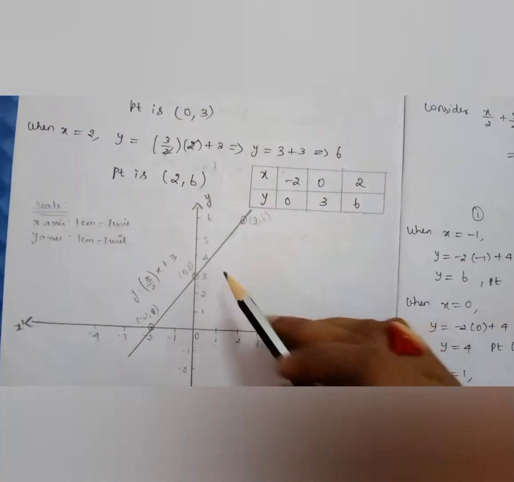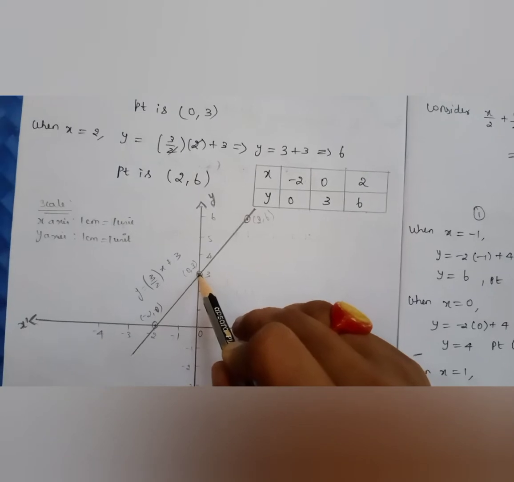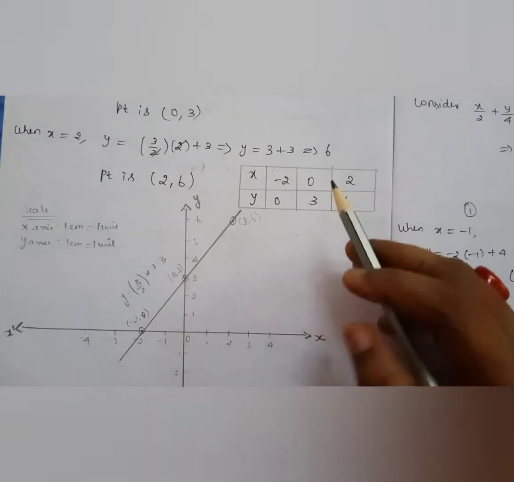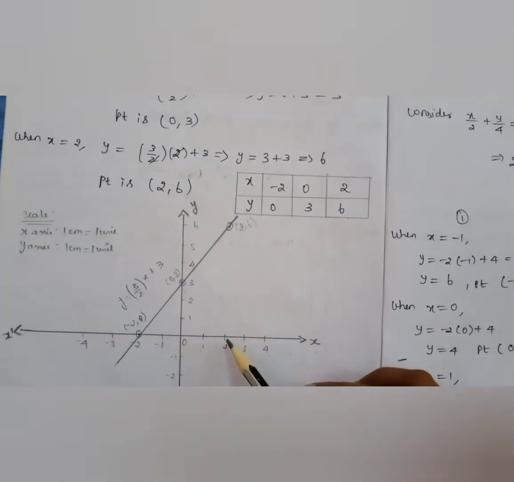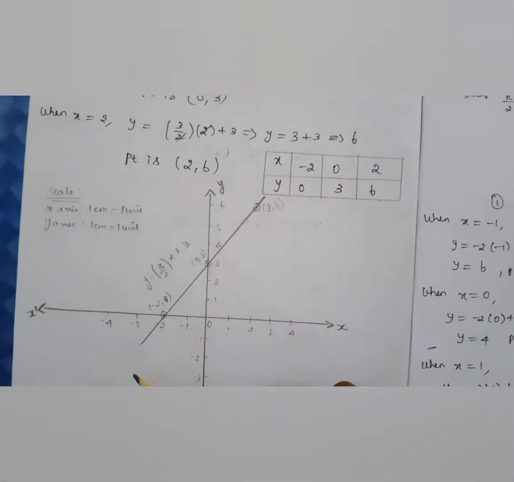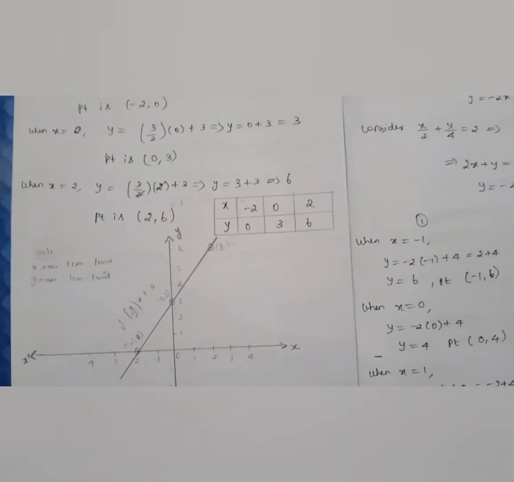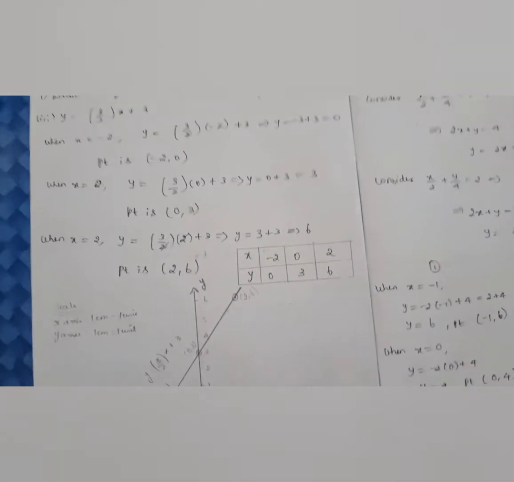Then I have 0, 3. 0, 3 means y has the value, so it should come on the y axis. So here. Then 2, 6. 2, 6 means x takes the value 2 and y takes the value 6. So it is a straight line. y is equal to 3 by 2x plus 3. Okay, so this is simply drawing the graph.